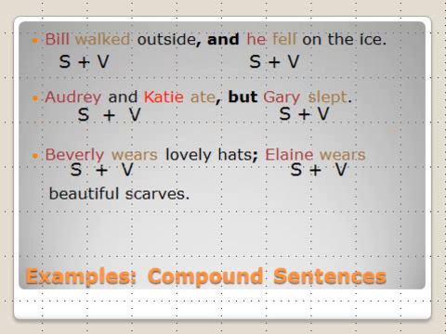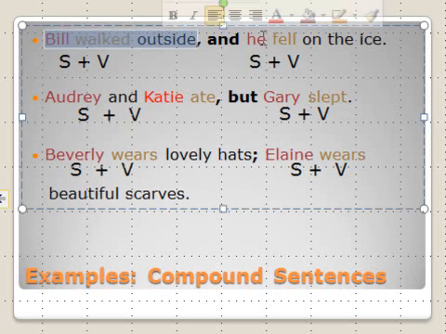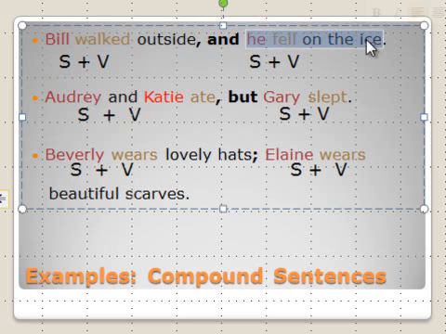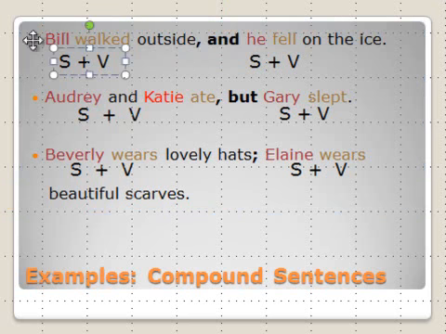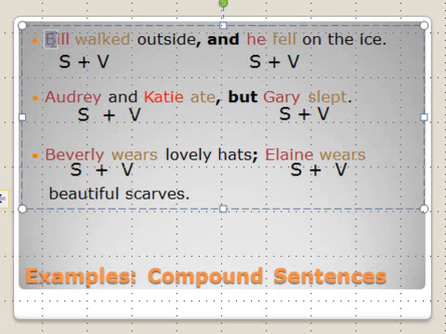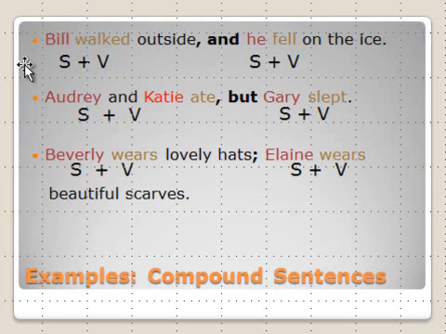Here are some examples of compound sentences, and you can see that in each case we have two sets of independent clauses, two sets of subjects and predicates. Bill walked outside and he fell on the ice. And we have these separated by a coordinating conjunction preceded by a comma. We know it's one sentence because here's the beginning capitalization, here's the closing punctuation.